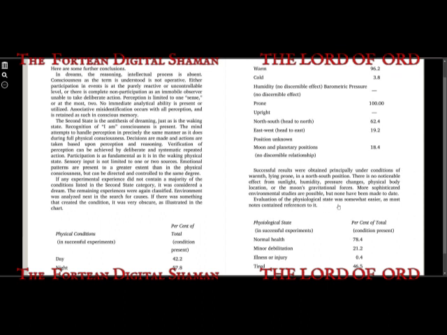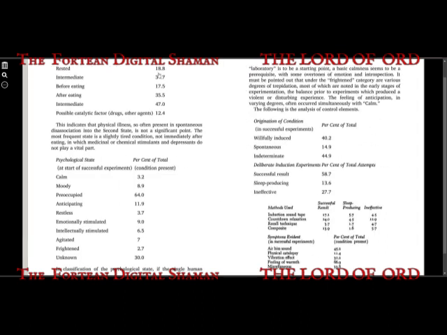Evaluation of the physiological state was somewhat easier, as most notes contain references to it. Physical state in successful experiments, percent of total condition presented. Normal health 78.4%. Minor debilitations 21.2%. Illness or energy 0.4%. Tired 46.5%. Rested 18.8%. Intermediate 34.7%. Before eating 17.5%. After eating 35.5%.